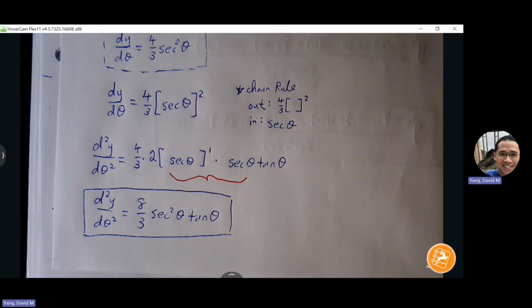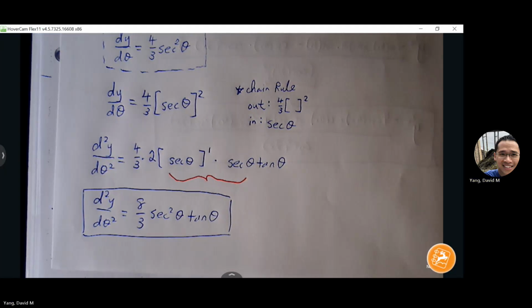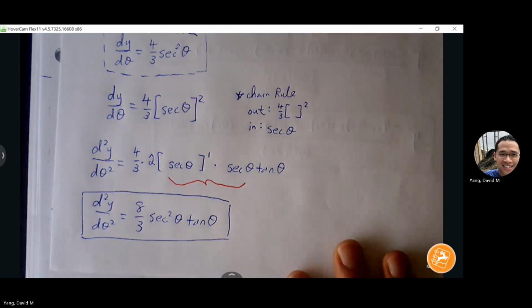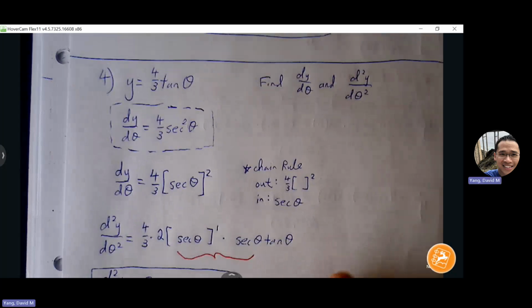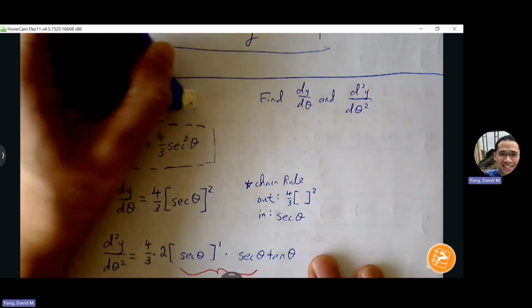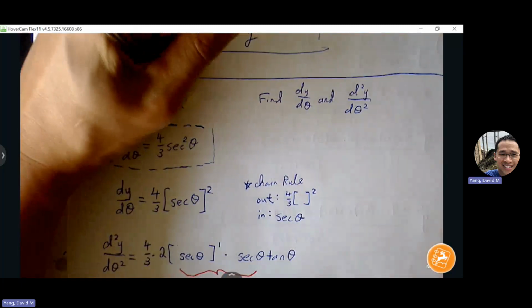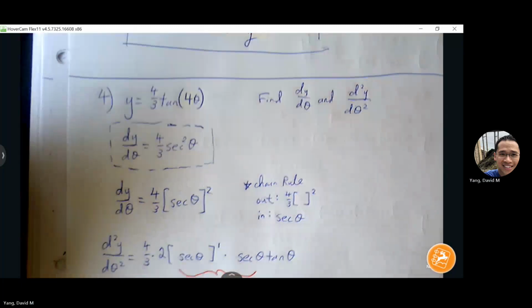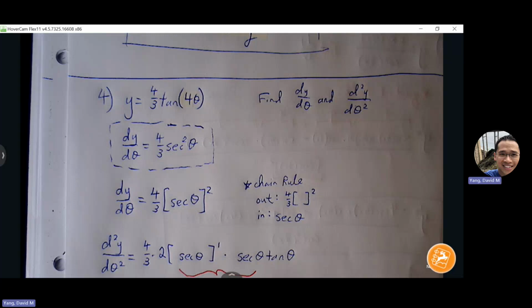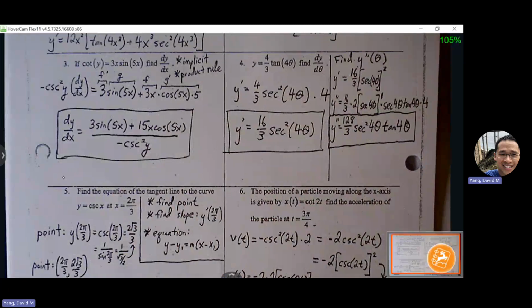Oh, I'm sorry. I copied the wrong problem. Yeah, I did. Let me just show you what I meant to do here. It's 4/3 tangent 4 theta. We don't have to rewrite it again, but I just want to show you what we should have done here.